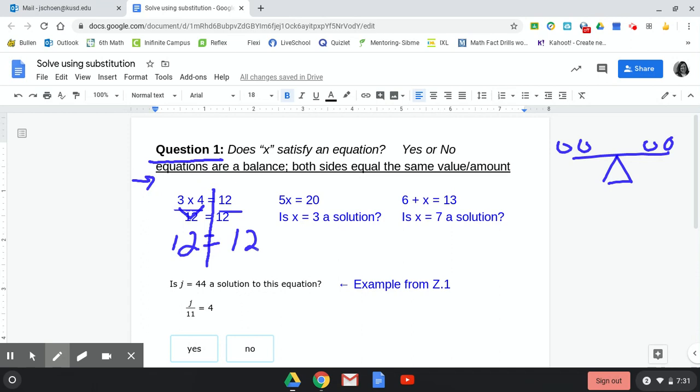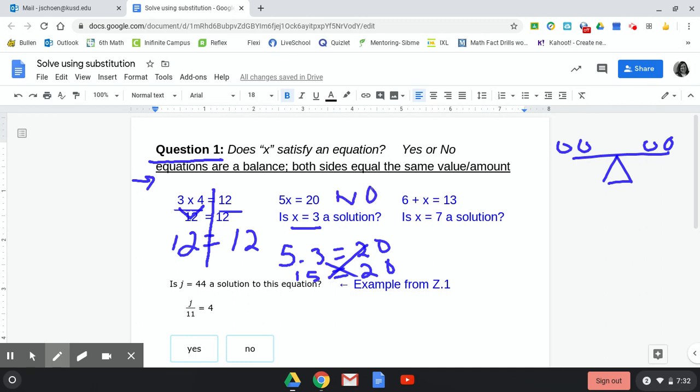5x equals 20. Is x equals 3 a solution, yes or no? So I'm going to substitute the value of 3 where the x is. So instead of it being 5 times x, it now becomes 5 times 3 equals 20. Well, 5 times 3 is 15. So I write 15 equals 20. Is that a true statement? Are those the same amount? No, they're not. So this is not a solution. X equals 3, we would answer no on IXL.